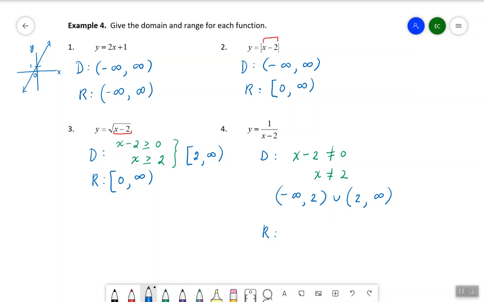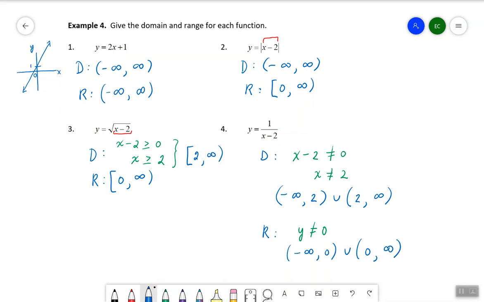In this particular equation, y is not equal to 0 ever, regardless of what you put in for x. And the reason is that you have a fraction here. The only way for the fraction to be equal to 0 is if the numerator is 0. This numerator is never 0 because it's always 1. And so when we write the range, we're going to have to write all real numbers except for 0.